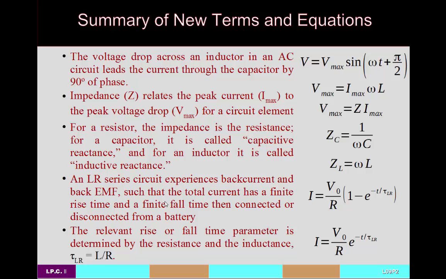If you have an LR series circuit, and you put it in series with a battery and then either connect or disconnect the battery, you will not instantly lose or gain current, but instead will have an exponential rise or decay when you connect or disconnect the battery. And in both cases, the relevant time parameter is given by the inductance divided by the resistance.